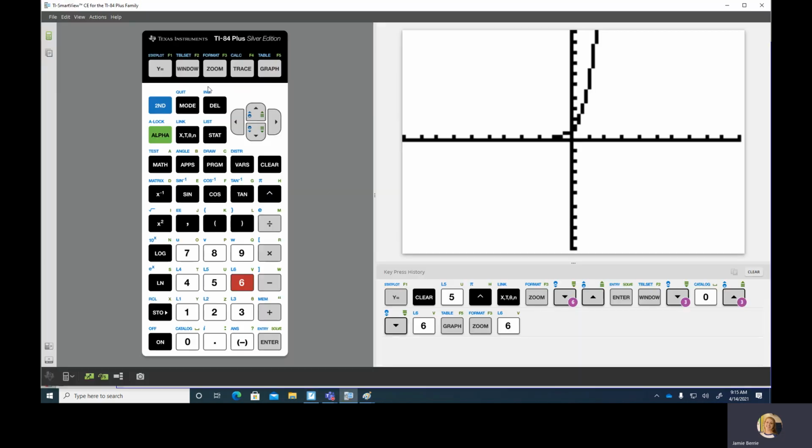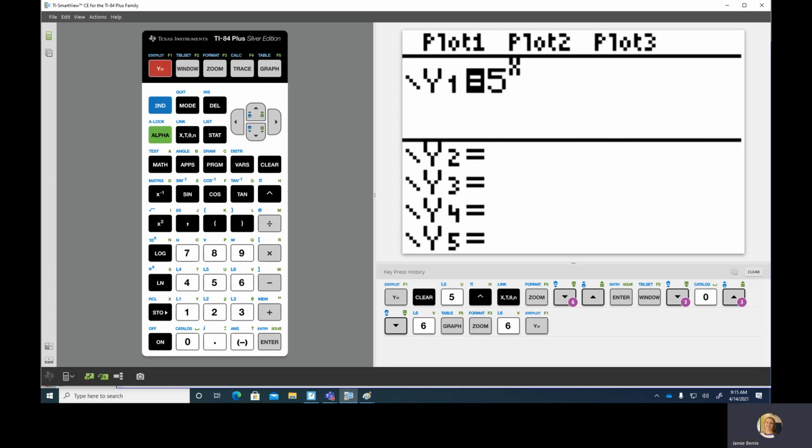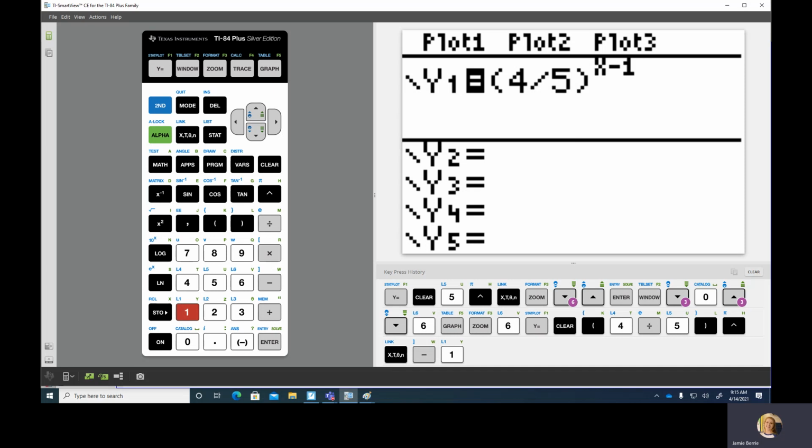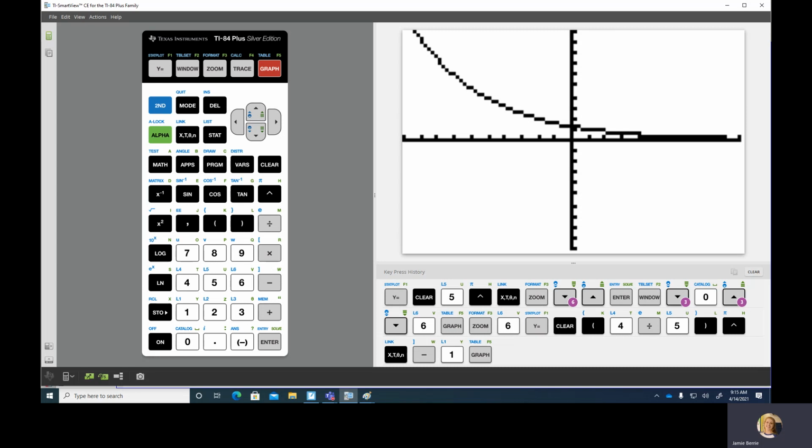All right, so 4/5 to the x minus 1. I'm going to type it in just like they had it written: parentheses, 4 divided by 5, raised to, if you have a TI-83, make sure you put your exponent in parentheses. This is a TI-84, so it has a little bit more advanced features. It goes ahead and puts it up in the exponent for you. And there we go. It is decreasing. We expected that. All right, so let's take a screenshot of that.